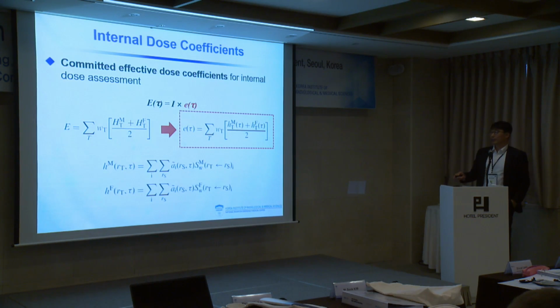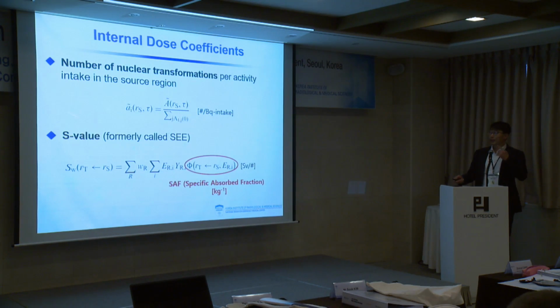So to calculate the committed dose coefficients, we have to use two terms, A tilde and S value. A tilde means the number of nuclear transformations in the source region per activity intake. So the unit of A tilde is the transformation number per Becquerel intake. It's the unit of this quantity.